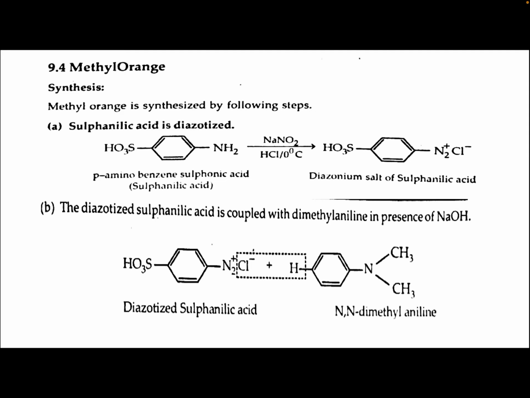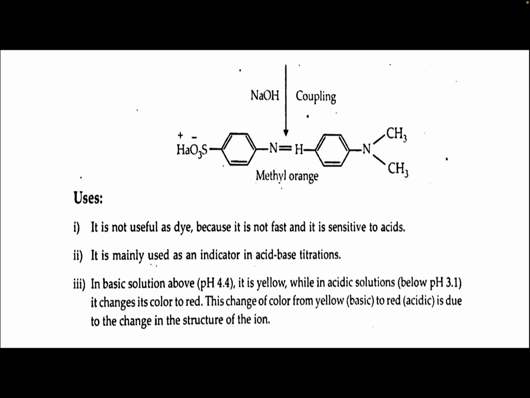The diazotized sulfanilic acid is coupled with dimethyl aniline in the presence of NaOH. So diazotized, N triple bond N, that is, diazotization is there. N,N-dimethyl aniline has two methyl groups on nitrogen, so it is known as N,N-dimethyl aniline. Then methyl orange is formed. Methyl orange means, in the para position, N double bond N, two benzene rings, N(CH3)2, SO3 minus Na plus.